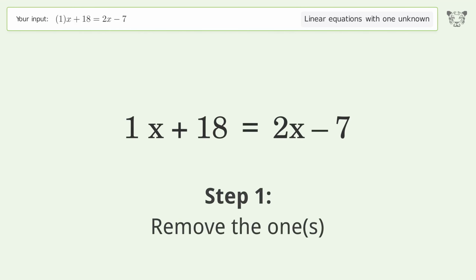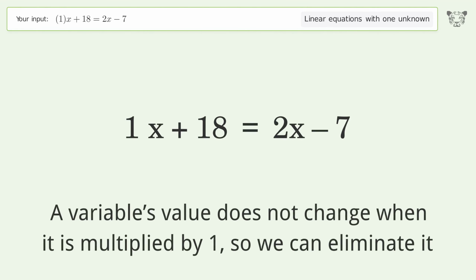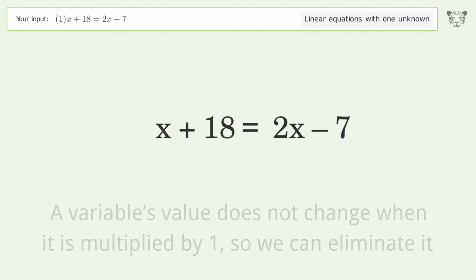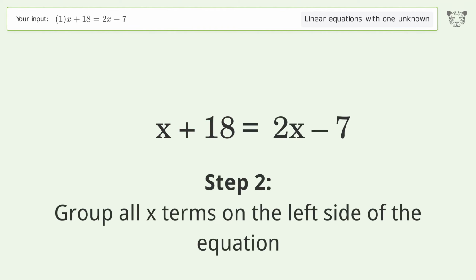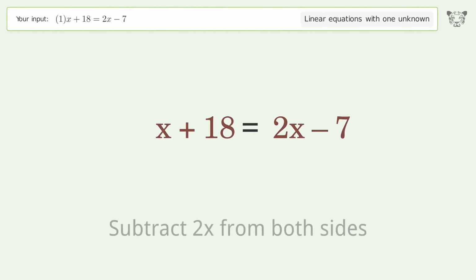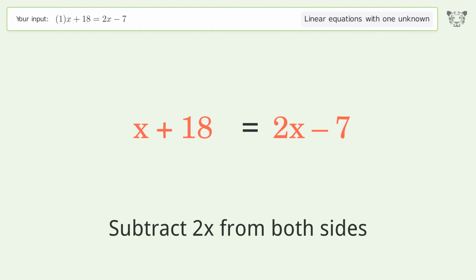Remove the ones. A variable's value does not change when it is multiplied by 1, so we can eliminate it. Group all x terms on the left side of the equation. Subtract 2x from both sides.